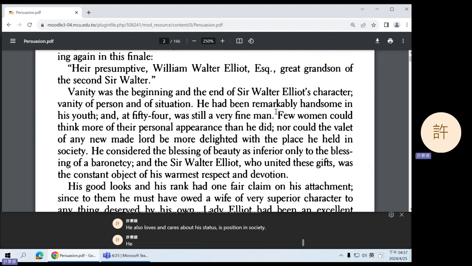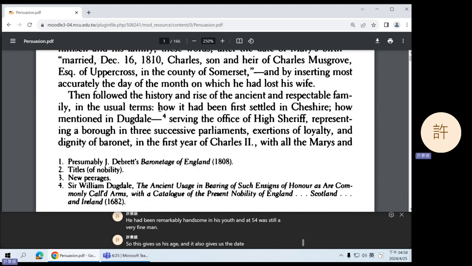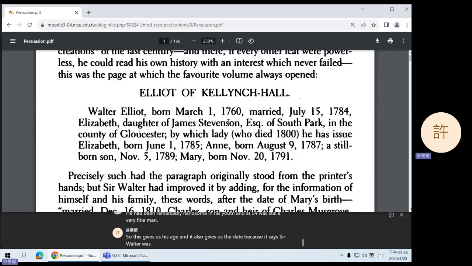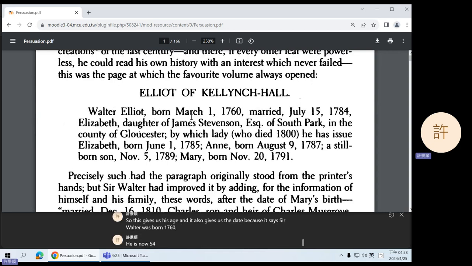He had been remarkably handsome in his youth, and at 54, was still a very fine man. So this gives us his age. And it also gives us the date, because it says Sir Walter was born 1760. He is now 54. The date is 1814.